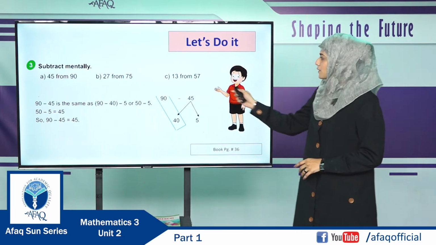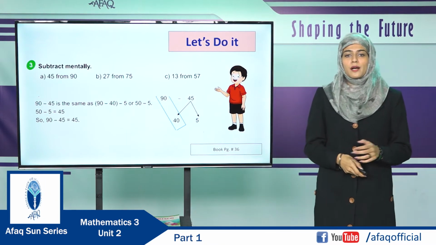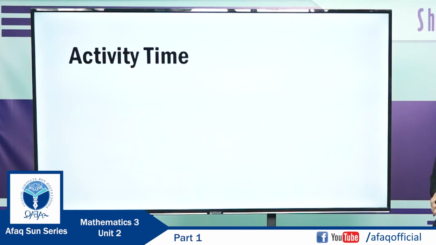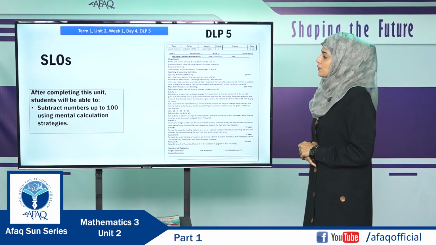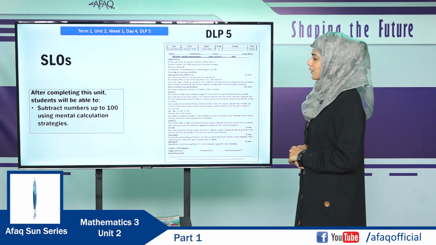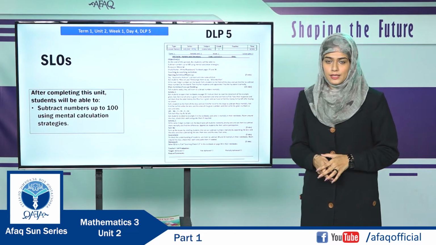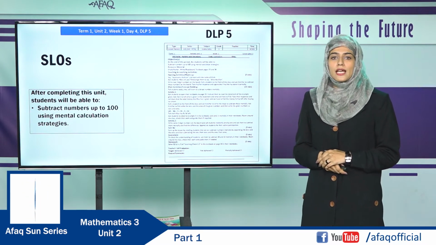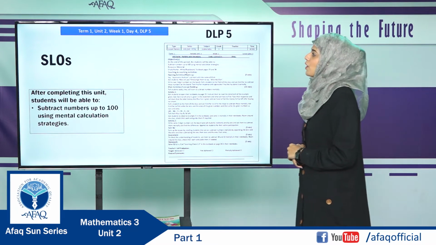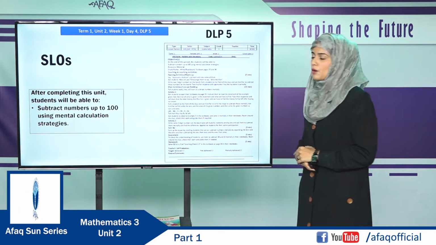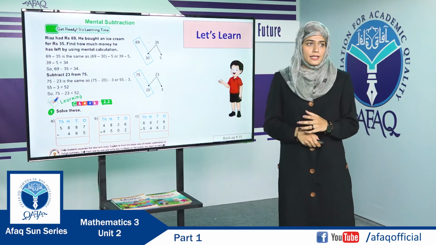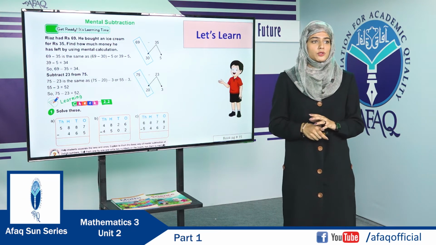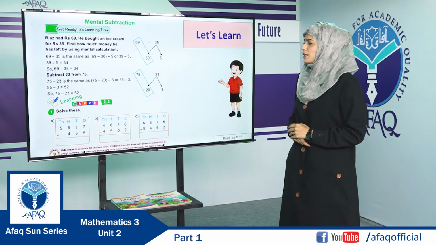So do the rest of the questions by your own and check it by your teachers or parents. It's an activity time. Let's see the activity. In this SLO, we are going to subtract numbers up to 100 using mental calculation strategy. To cover this, the methodology has been given in DLP 5, which falls in term 1, unit 2, week 1 of day 4. Here is again a statement question and we have to solve it by the mental calculation.